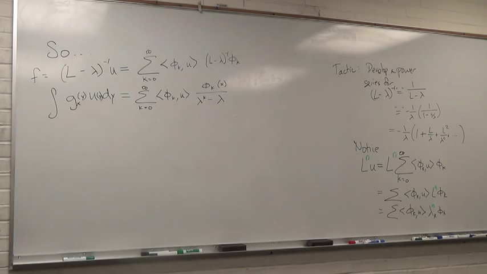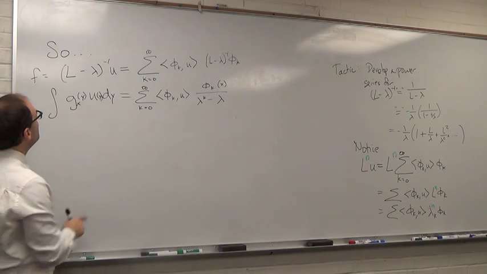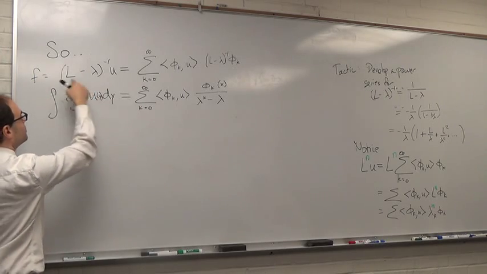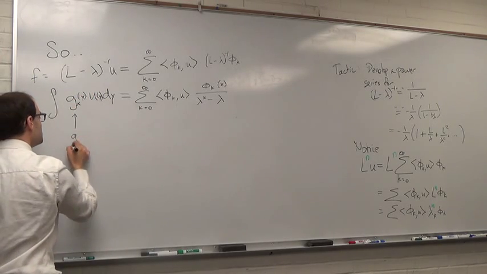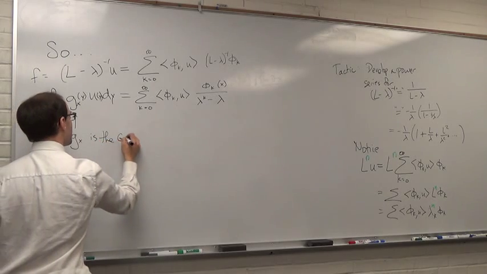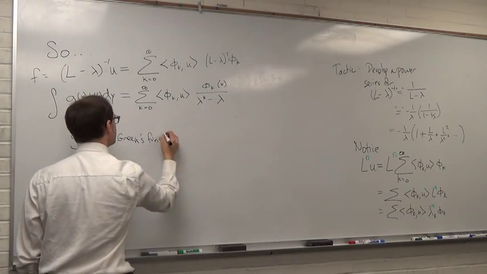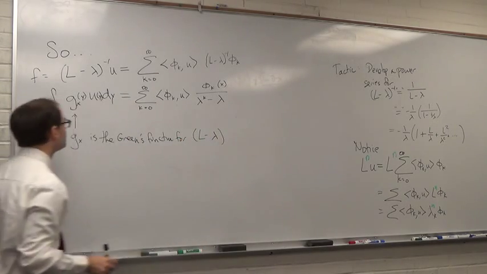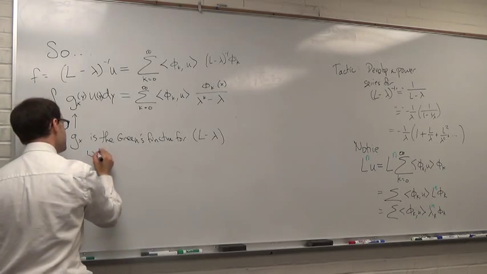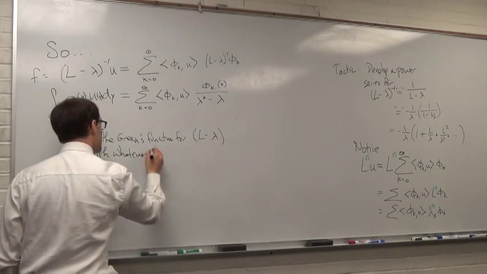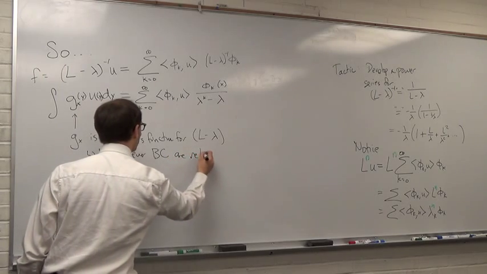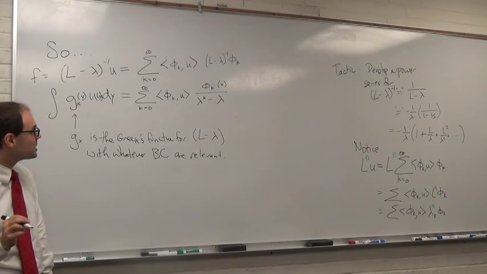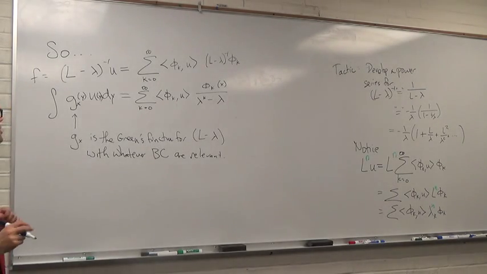Okay. So this here solves the equation L minus lambda f is equal to U. That's what this Green's function is. This G of x, y is the Green's function for L minus lambda, with whatever boundary conditions are relevant. Remember, finding the Green's function involves using the boundary conditions.